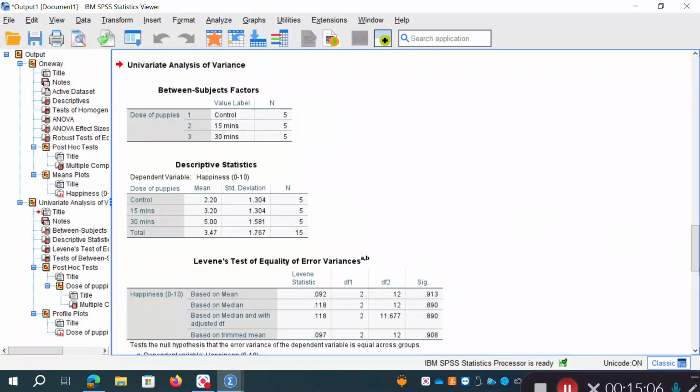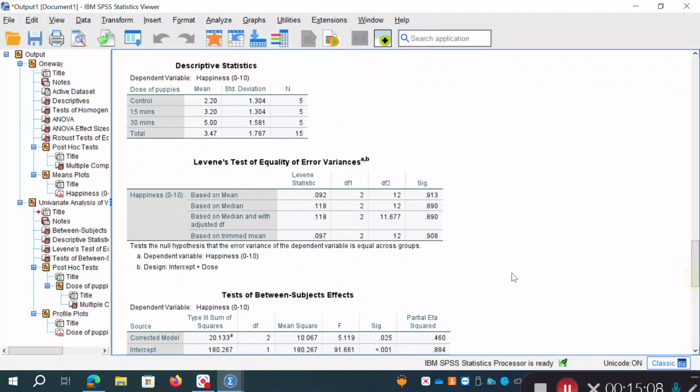The second table, similar to what we got above, gives us our Levene's test again in a separate table, and that's still the same. We've got a Levene's statistic of 0.092, p equal to 0.913, so it's still non-significant. That's going to be the case because we're using the same data set. So we've got a non-significant Levene's, and we can assume equal variances.